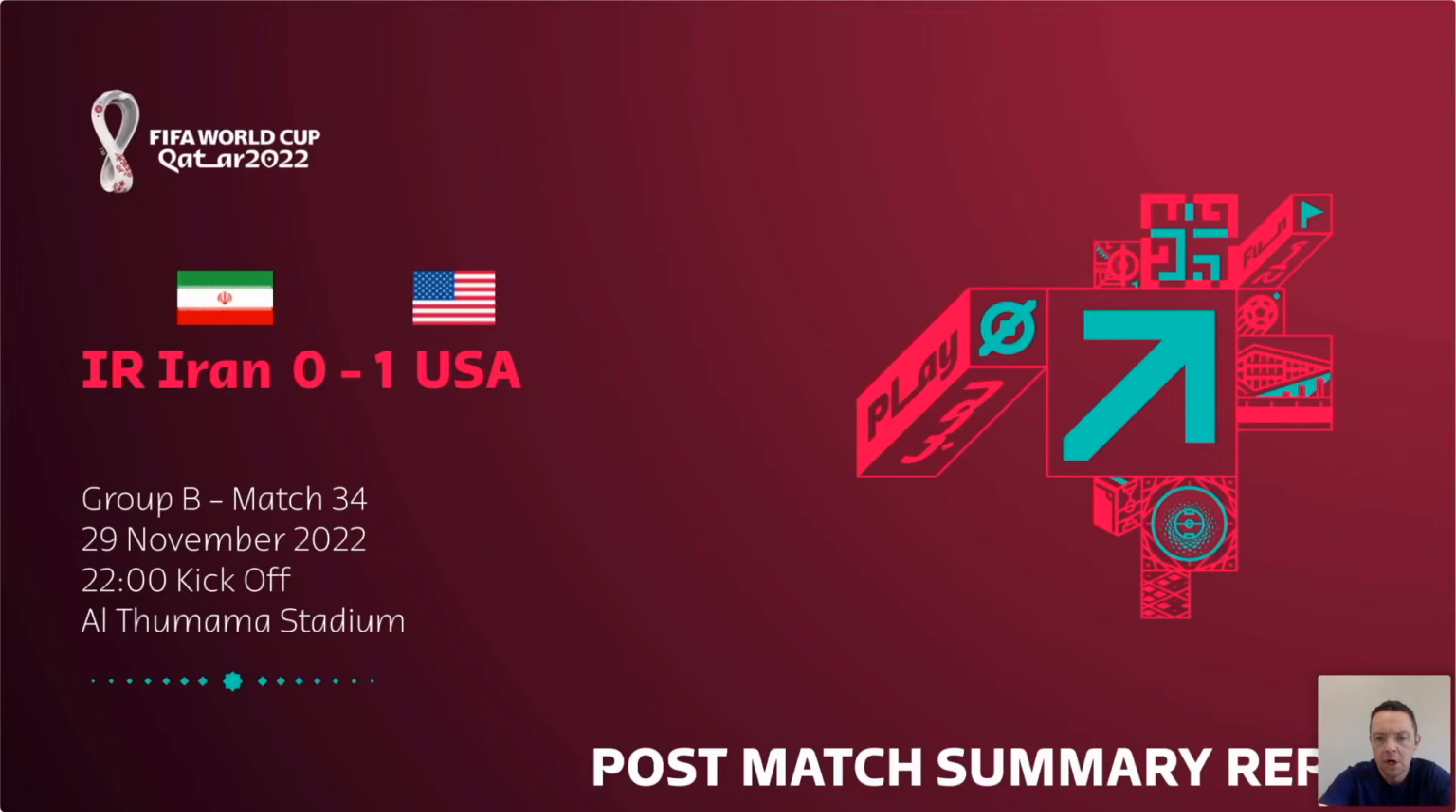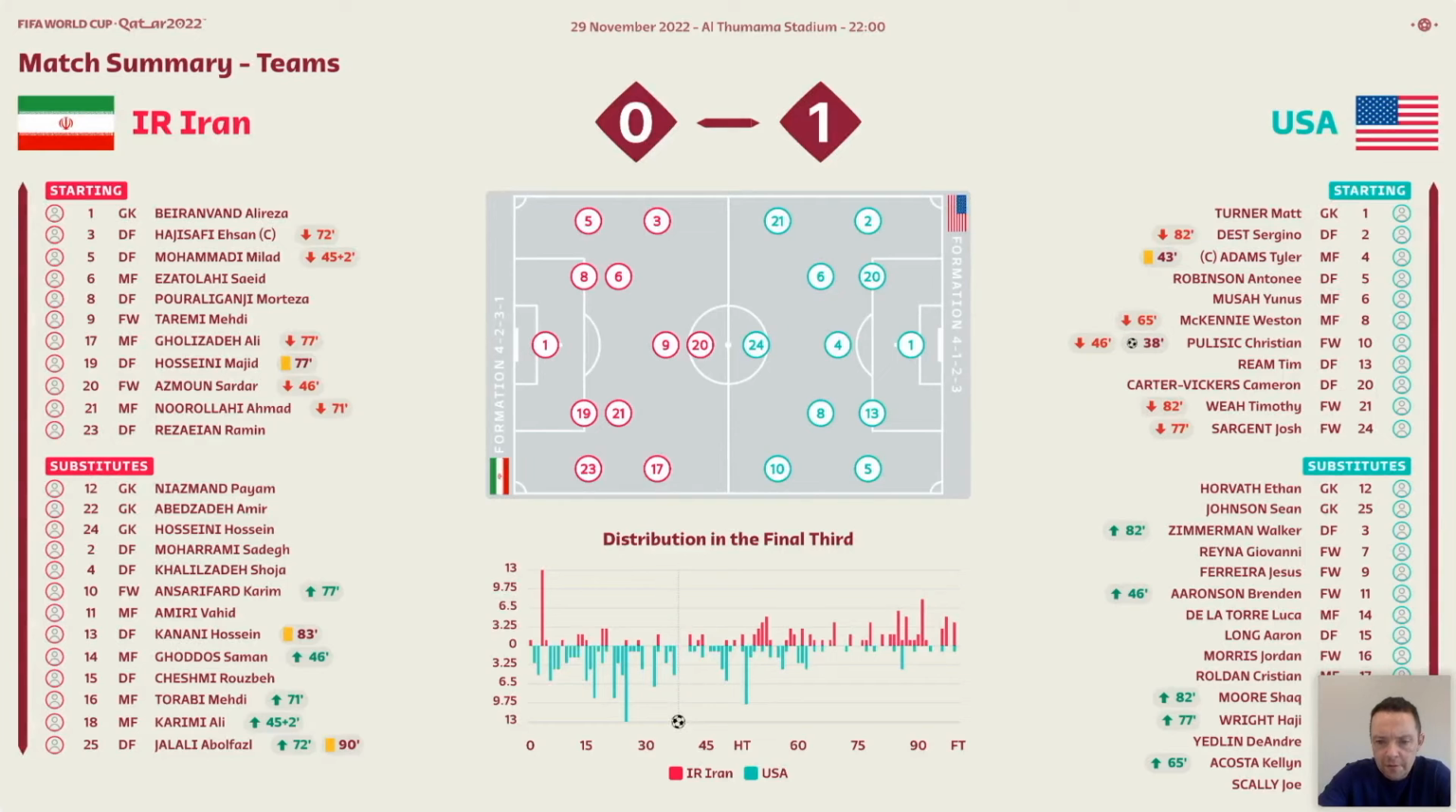Okay, let's go. All right, so the game we're going to take a look at is US versus Iran, which I'm sure quite a few of you watched yesterday. Really, really interesting game, and I really enjoyed it. Let's take a look at the breakdown from the FIFA report. The first page is a match summary. You've got the teams, the substitutions, and distribution in the final third that we're going to take a deeper dive into later on.